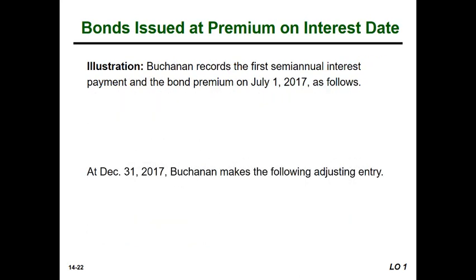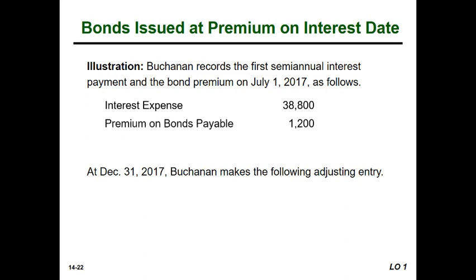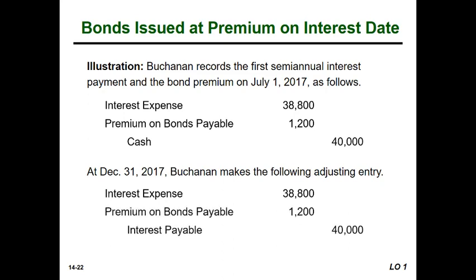So on July 1st, when we encounter the first semi-annual interest payment, we will only recognize $38,800 worth of interest. We will reduce our premium on bonds payable by the straight line amount of $1,200, and we will still pay out in cash the expected $40,000. This same entry will occur on December 31st, 2017, when we accrue our year-end amounts.